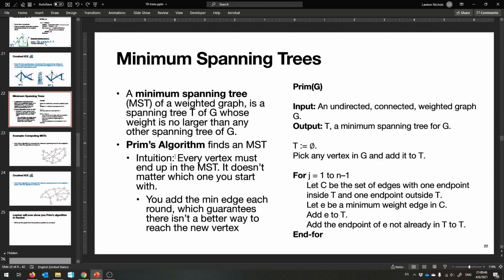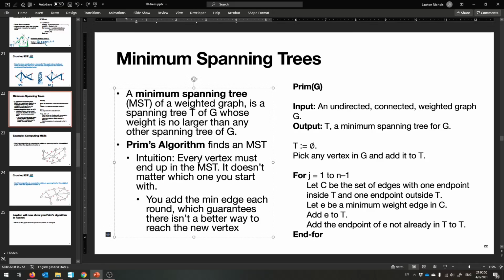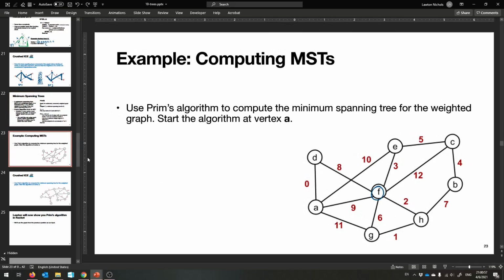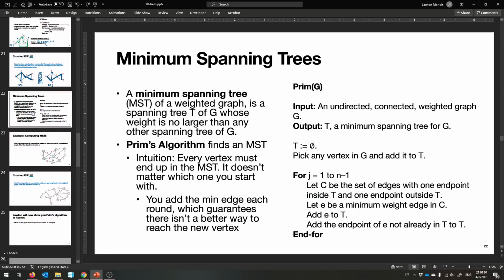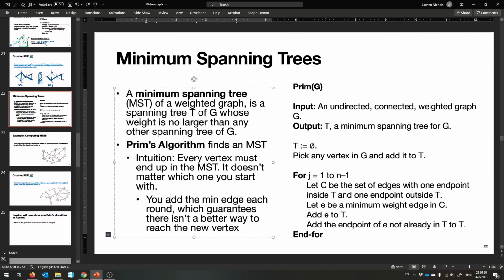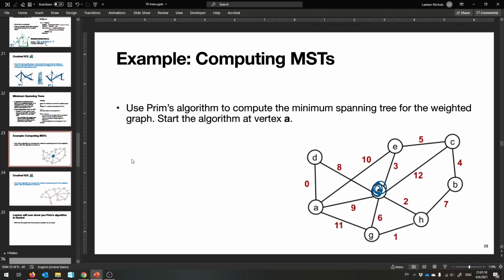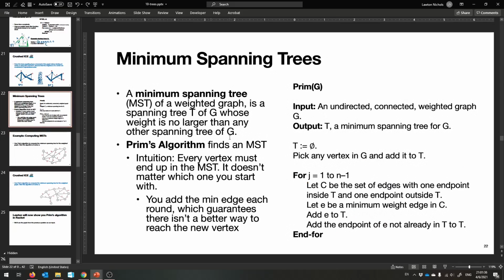And let me first say its intuition. What it does is it realizes that every vertex needs to end up in the minimum spanning tree. So we can just start with whatever vertex we want. Let's just say, okay, F's going here. Then let's look at all the ways we can expand this tree starting at F. That's what the algorithm's going to do. It adds a minimum edge each round from where it is, which guarantees that you can't find a better way, because when it sees F, the first thing that I'm going to add is H, because there's no better way for me to get to H. That is its thought process. There's no way I could be going somewhere else in a better way. That is the hope. So that is Prim's algorithm, and that is what I'm about to teach you.